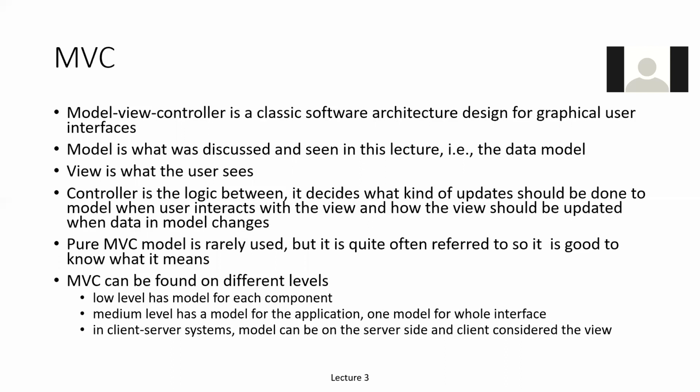Well, I'll just go through this slide now, so that the model is what was discussed in the previous slide. The data model in there is the M of the MVC, model view controller. The view is whatever the user sees, the graphical elements, the table. You see in the name of the class, it was table view and list view. So these are the views. And then there is the controller in this classical model. It's the logic that decides what kind of updates the model should have when the user interacts with the interface, and how the view should be updated when the data model changes.